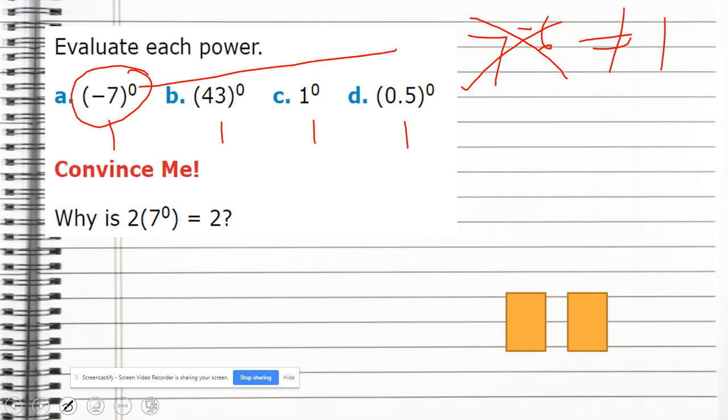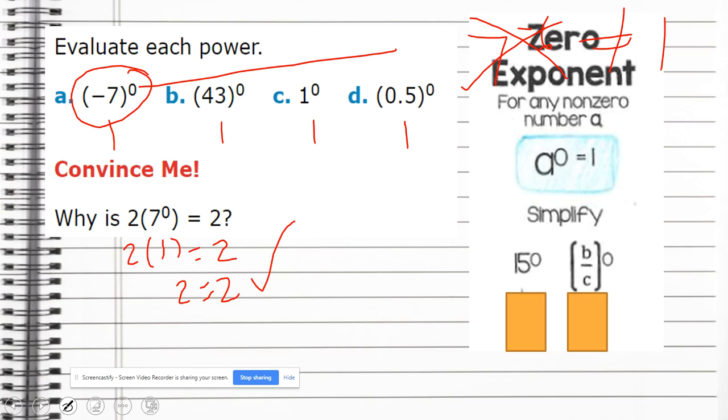So convince me. Well, if I have y equals 2 times the parentheses of 7 to the 0 power, equal to 2. Well, 7 to the 0 power is 1, and 2 times 1 is 2. So 2 equals 2. Okay? Think about that 0 exponent rule. A to the 0 power equals 1. If we're simplifying 15 to the 0 power, that's 1. B over C to the 0 power with those parentheses, it's still going to equal 1.